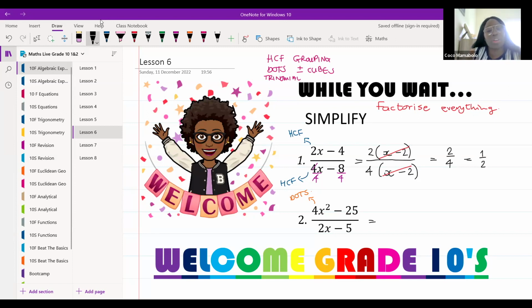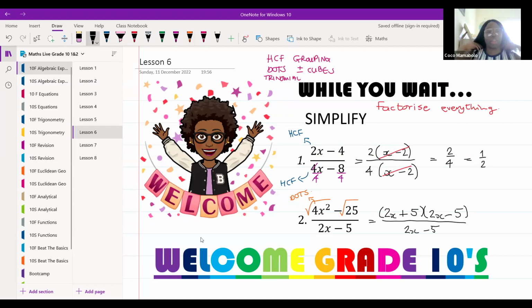All right. So I know that it's a difference of 2 squares. So I'm going to open 2 brackets, all of that over 2x minus 5. Now, I'm going to take the square root of 4x squared, and then the square root of 25. The square root of 4x squared is 2x, so I'm going to write 2x here and 2x there. And the square root of 25 is 5 and 5. Because it's a difference of 2 squares, my 2 brackets must have opposite signs. So one of them needs to be positive and the other one negative.